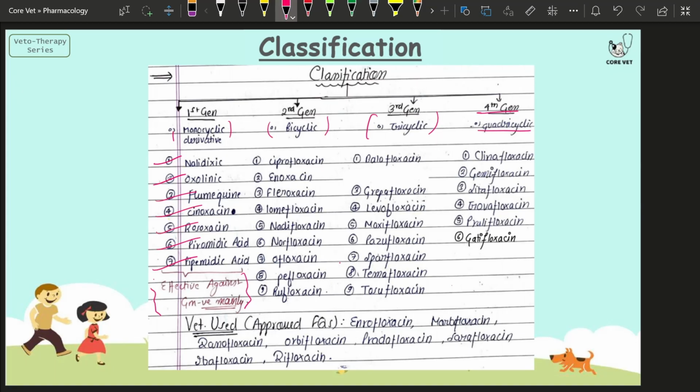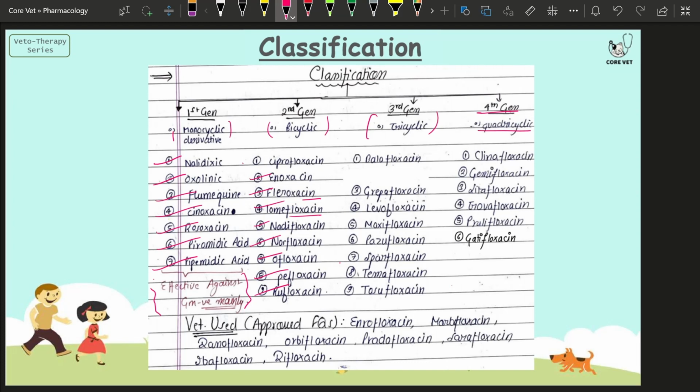The next generation, which is the second generation, comes with ciprofloxacin, enoxacin, fleroxacin, lomefloxacin, nadifloxacin, and norfloxacin. See, they all mainly have the suffix floxacin or oxacin. There are 2 suffixes that you should remember. Then ofloxacin, pefloxacin, and rufloxacin. These drugs all come under the second generation, right?